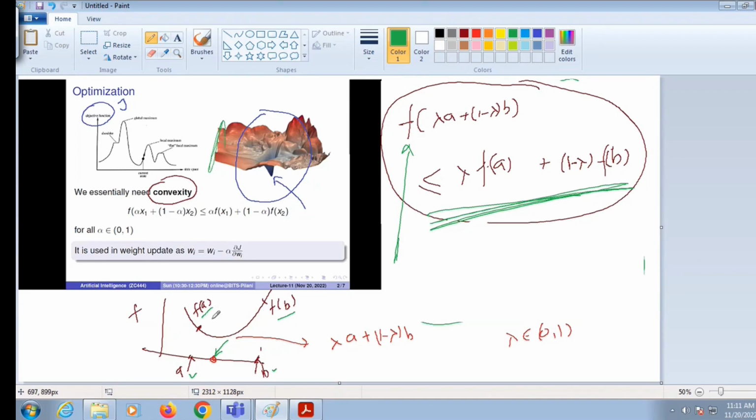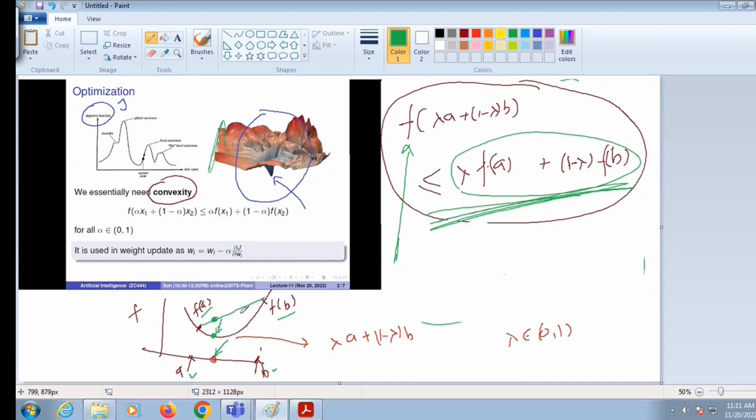What does it mean? Essentially, A and B, if you divide them, this particular quantity is actually this point, and the goodness of the function at that point is this. So you can see that the function's goodness is actually lesser than the average of the individual goodness values. If this kind of property is there, then we say that the function is convex.